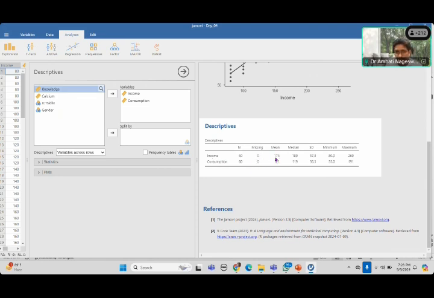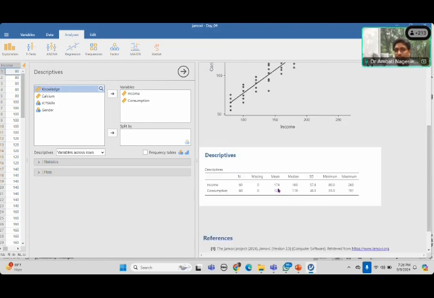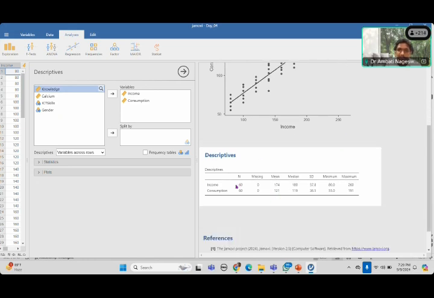Now coming to the income level, there are 60 people. On average, that is the mean value, 174 rupees income per day. There are also people getting around 260, 250, even 270. But on average, people are getting 174. Whereas when it comes to consumption level, the mean value is 121. So this is a basic understanding of the descriptive statistics. You can also see that minimum income is 80.